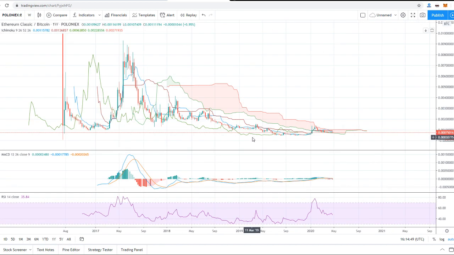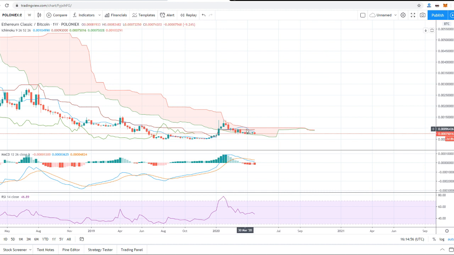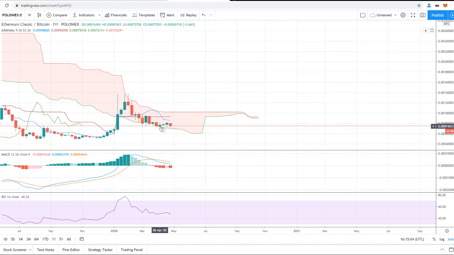So this is the weekly chart of the Ethereum Classic. We had a bearish divergence back on 16th of March 2020. However, the outline is now acting as support for the Ethereum Classic in the Bitcoin chart, and now these lines will act as resistance.